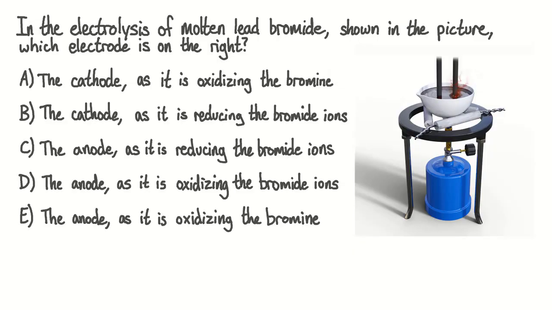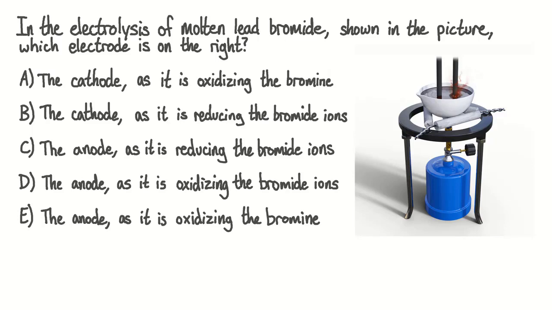In the electrolysis of molten lead bromide, shown in the picture, which electrode is on the right? A. The cathode, as it is oxidizing the bromine. B. The cathode, as it is reducing the bromide ions. C. The anode, as it is reducing the bromide ions. D. The anode, as it is oxidizing the bromide ions. Or E. The anode, as it is oxidizing the bromine.